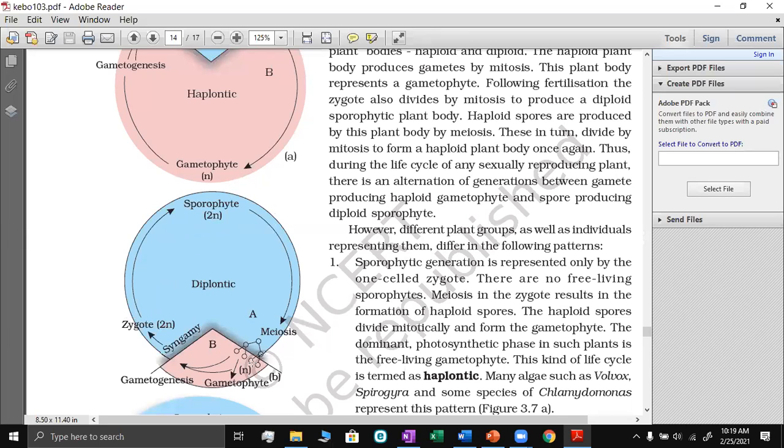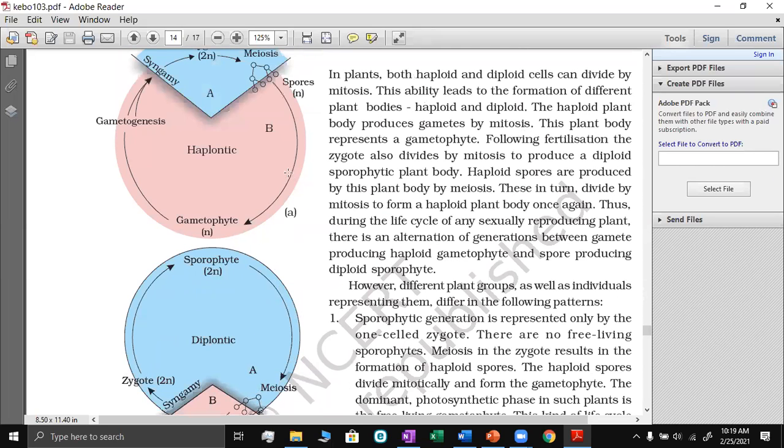So in the diplontic life cycle, meiosis takes place during the production of spores. But in the haplontic life cycle, meiosis takes place in the zygote. In diplontic, not in the zygote, but during spore formation.